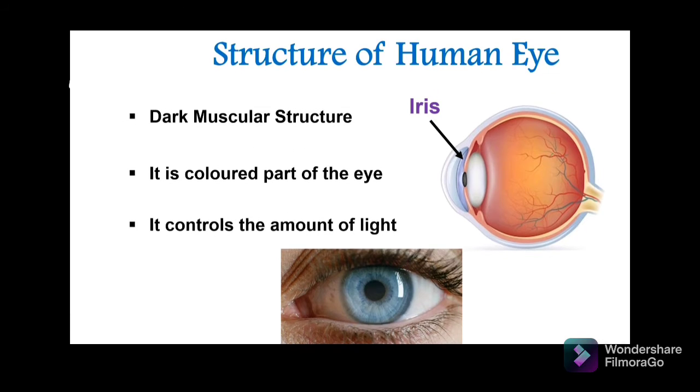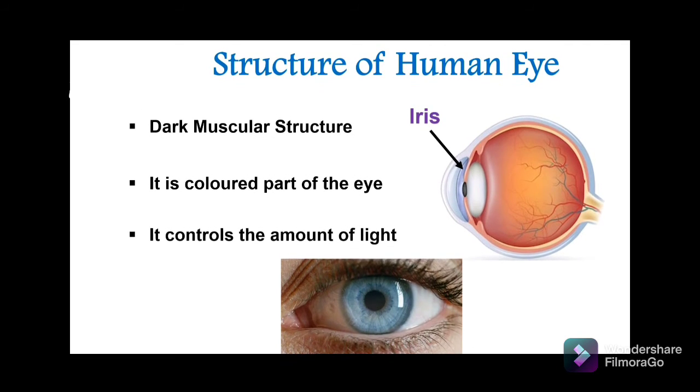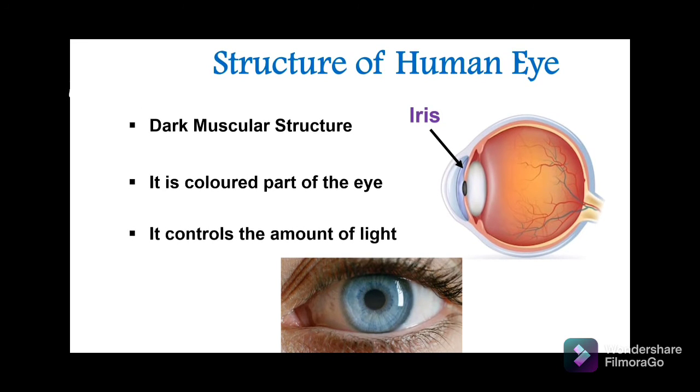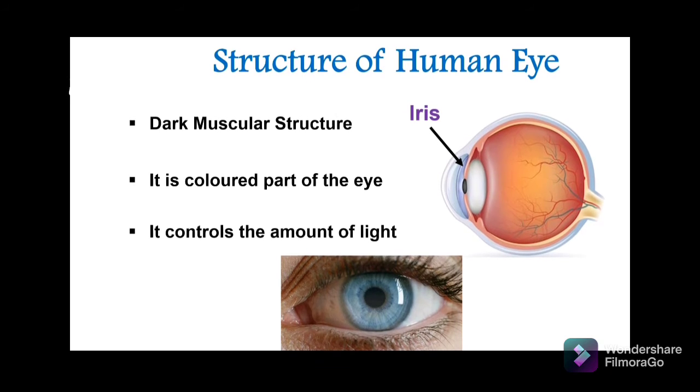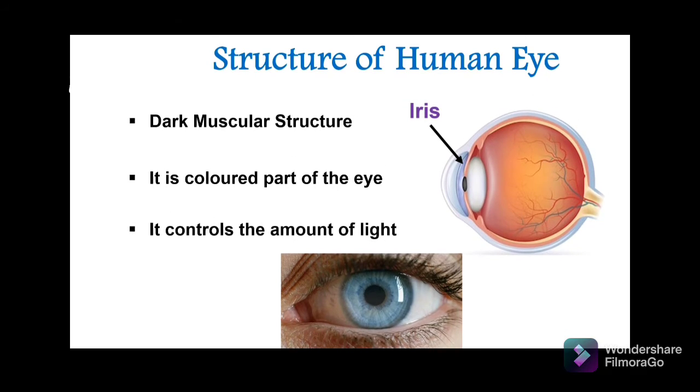Now our next part is the iris. Beyond the cornea, there is a dark colored muscular diaphragm known as the iris. The iris controls the size of the pupil. It is the colored part of the eye.